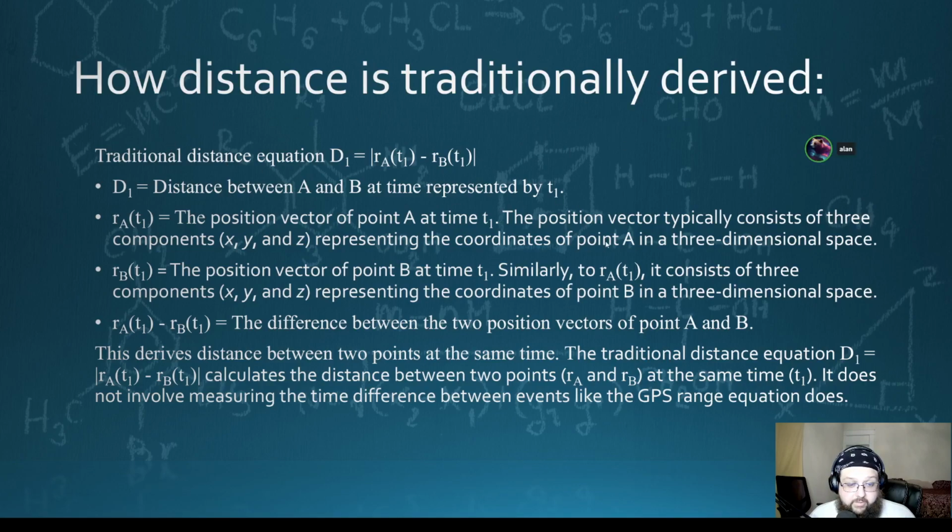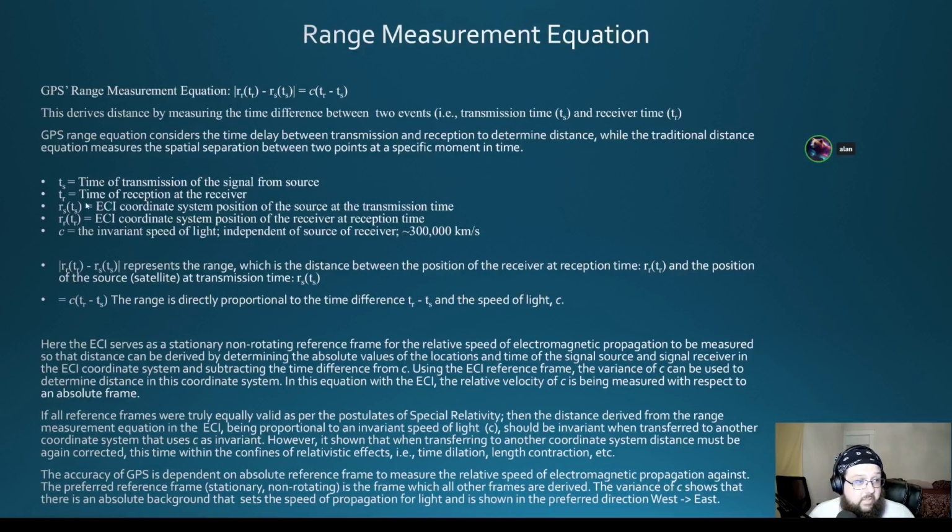So just to go over how distance is derived again, how he was saying you have two coordinates, and then you just derive the distance from the coordinate system. The GPS time interval system takes a snapshot of when the signal was sent and the time of reception, and then you multiply the discrepancy between the reception time and transmission time by c.